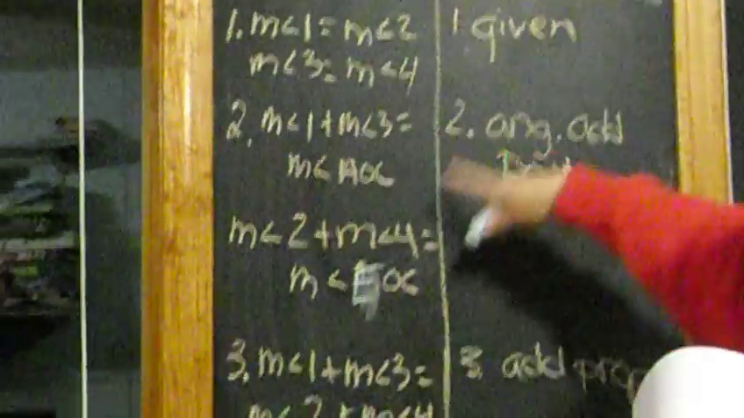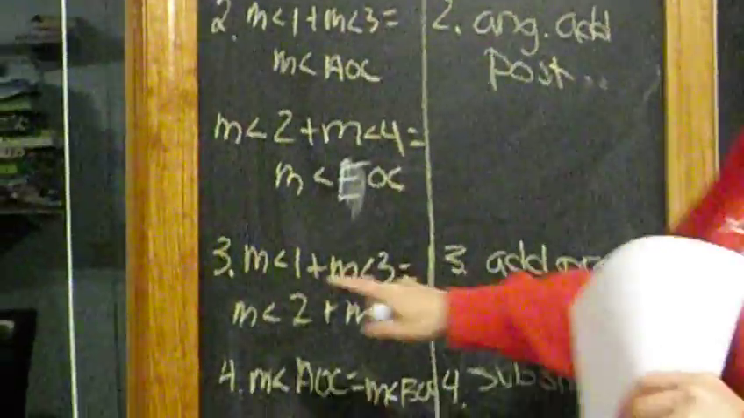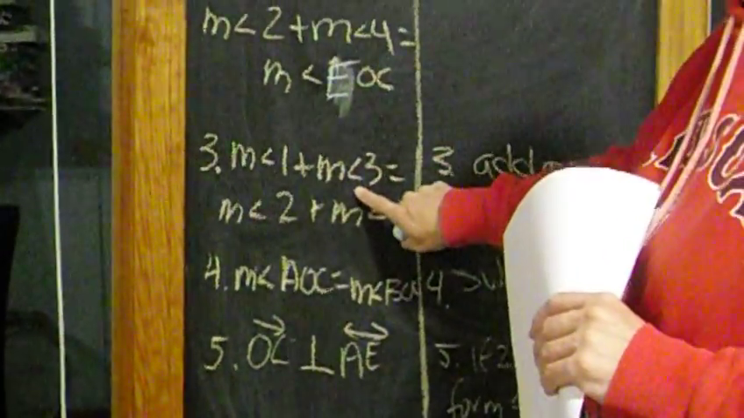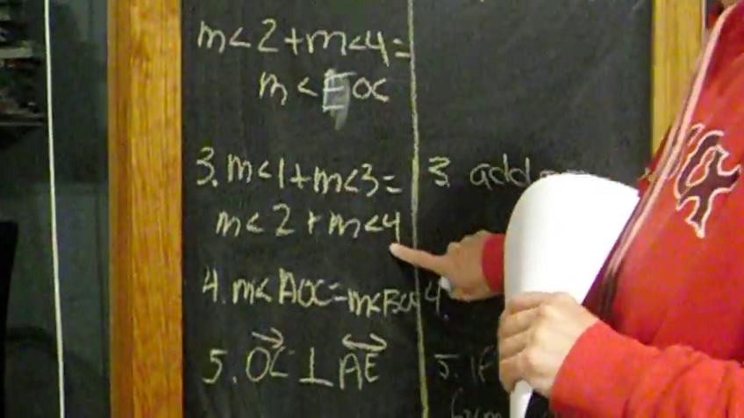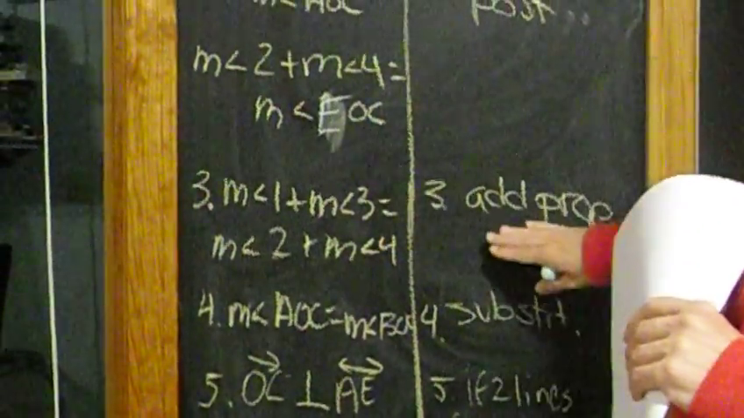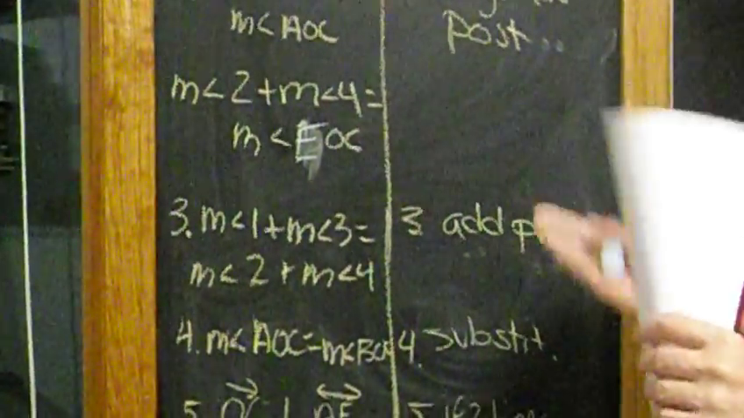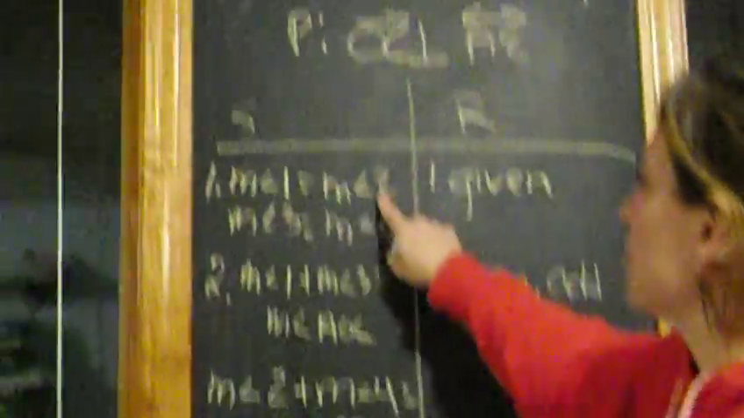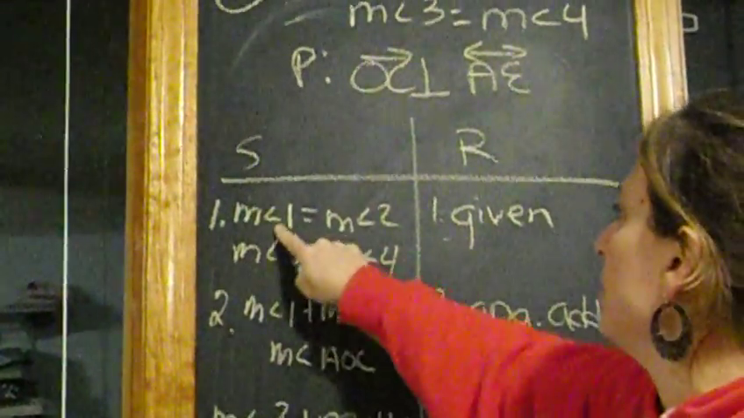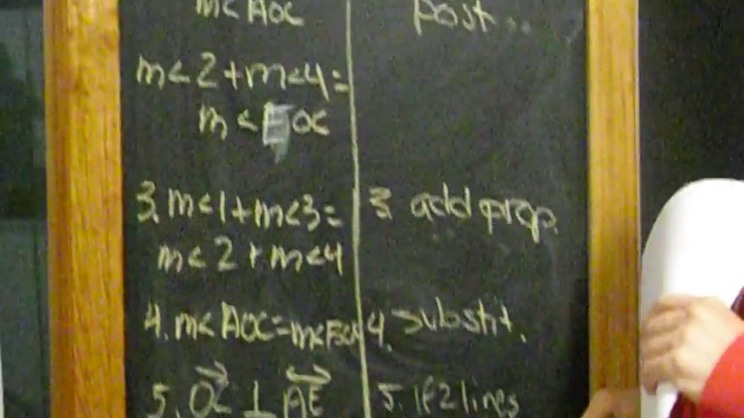So I put those both in step 2. Then I said 1 plus 3 equals 2 plus 4. And the reason why is because of the addition property. Before I said 1 equals 2, 3 equals 4. So then 1 plus 3 equals 2 plus 4. We know that's the addition property of equality.